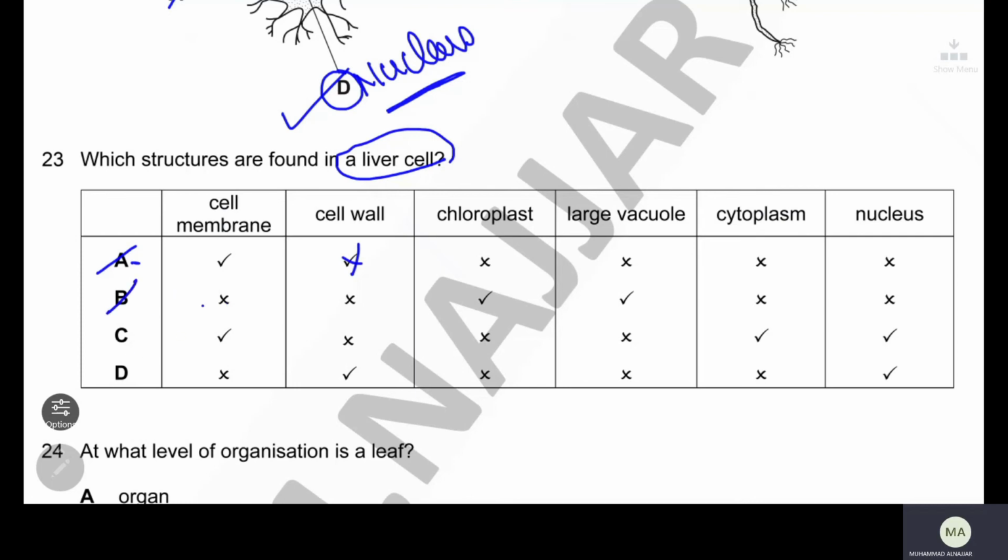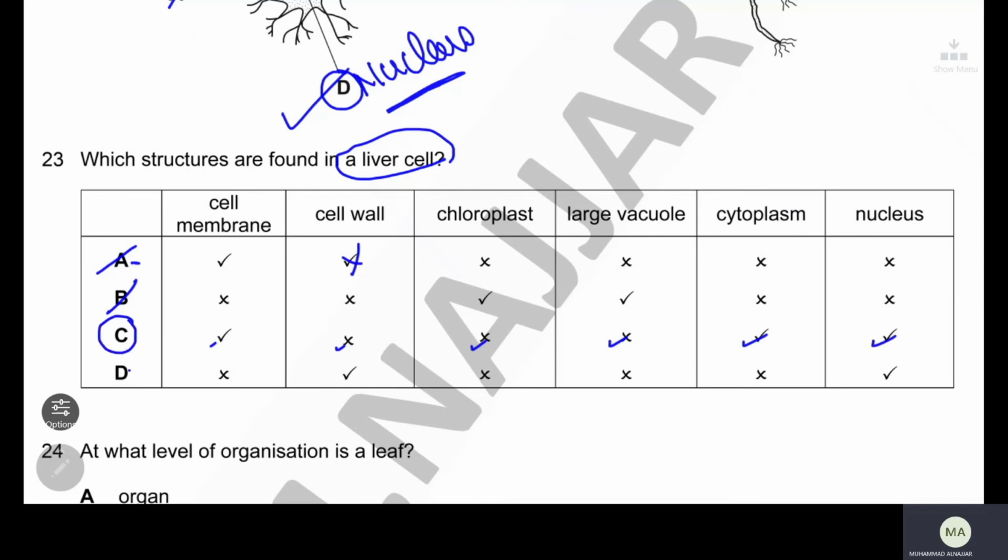C, there is cell membrane, yes. No cell wall, yes, no cell wall. Chloroplast, no chloroplast, yes, there is no chloroplast. Large vacuole, there is no large vacuole, yes, there is no large vacuole. There is cytoplasm, yes, there is cytoplasm. Nucleus, yes. So C is correct.